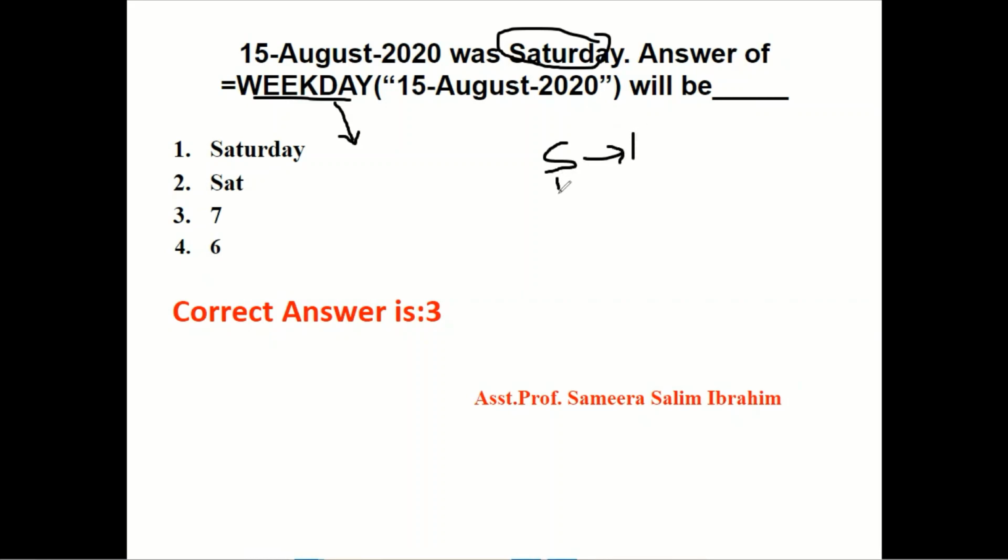Then Monday will be 2. This way, if you calculate, Monday 2, Tuesday 3, Wednesday 4, Thursday 5, Friday 6, Saturday 7. As we know, 15 August was a Saturday, so the correct answer will be 7, because Sunday is always considered 1. Sunday, Monday, Tuesday, Wednesday, Thursday, Friday, Saturday. If you count, Saturday comes on the 7th. So the answer will be 7.